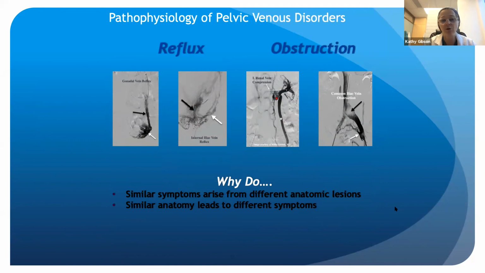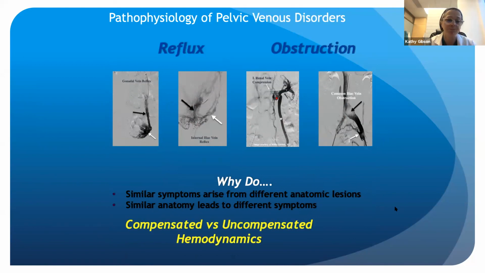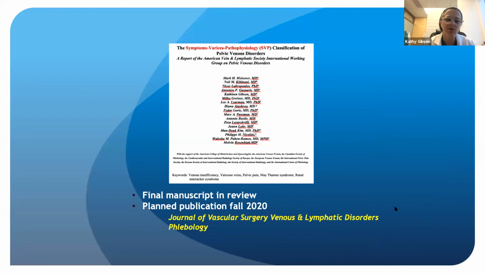Or you can have pure gonadal reflux and have pelvic pain, or you could have a common iliac vein compression and have pelvic pain. So what likely matters is compensated versus uncompensated hemodynamics. Just like we see patients sometimes with a completely occluded common iliac vein, and they've got massive collaterals and no swelling in the leg, so they've compensated. So the symptoms really relate to that kind of distension of the reservoir and whether there's compensation.